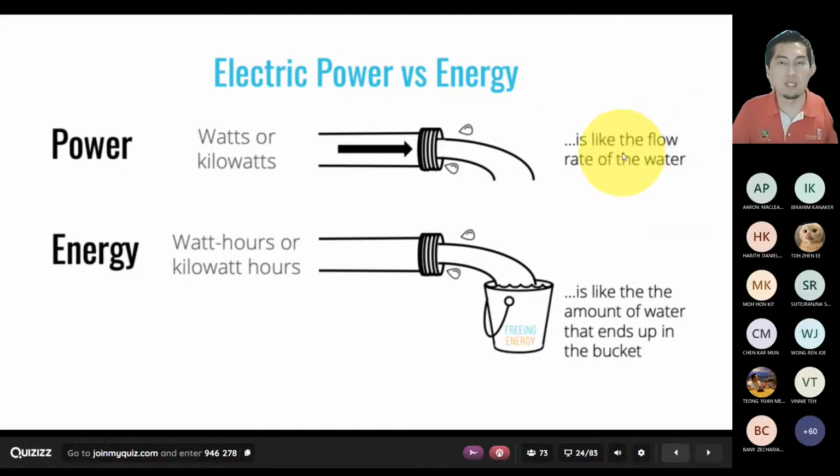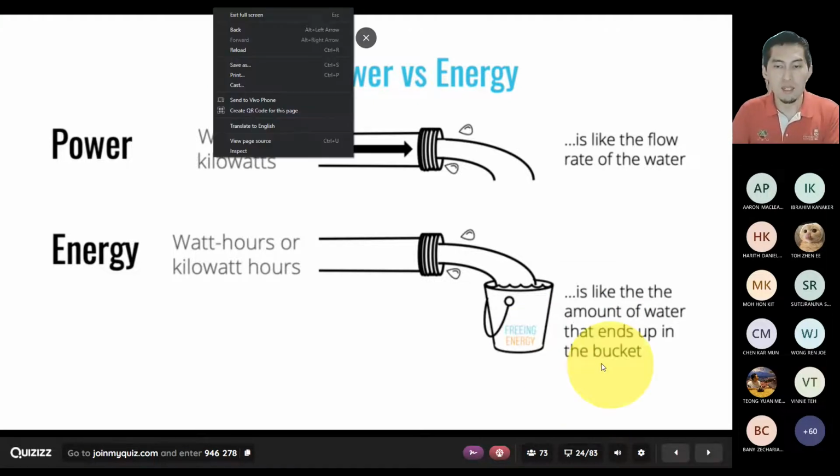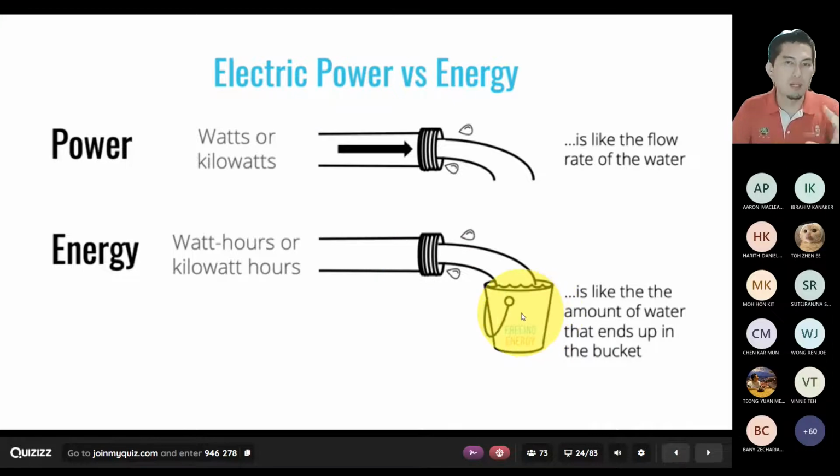Watts or kilowatts, as I said, is the unit of measurement. So basically, it's like the flow rate of the water that you see here. The flow rate of power is basically saying the amount of electricity that's going through. Done. That is power. Energy, on the other hand, is like the amount of water that ends up in the bucket. So in this case, as highlighted here, the measurement is against this particular bucket of how much water is in there. So when you reflect on these two, you should know by now that when you are utilizing electricity at home, when you receive the bill, the calculation is always against the energy.